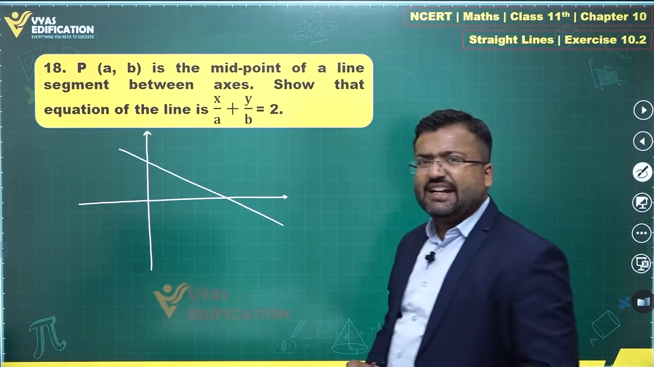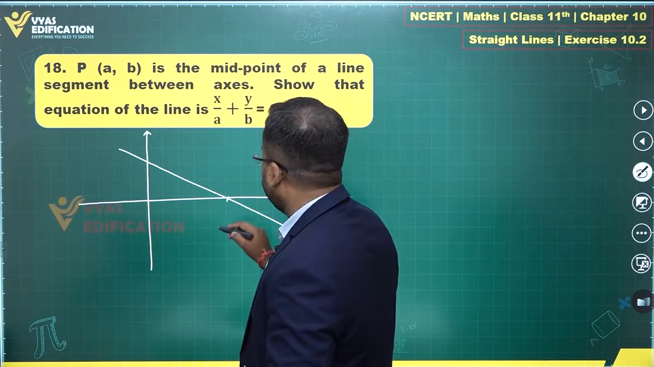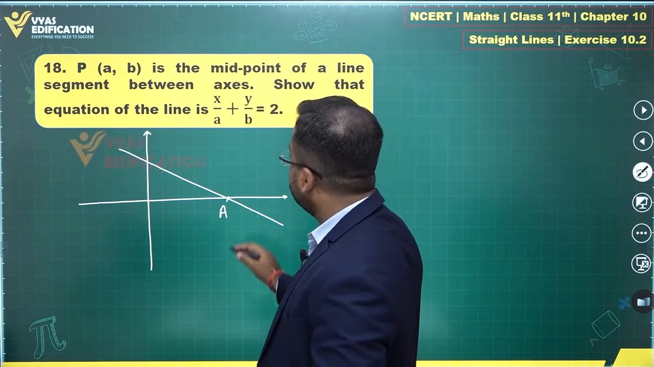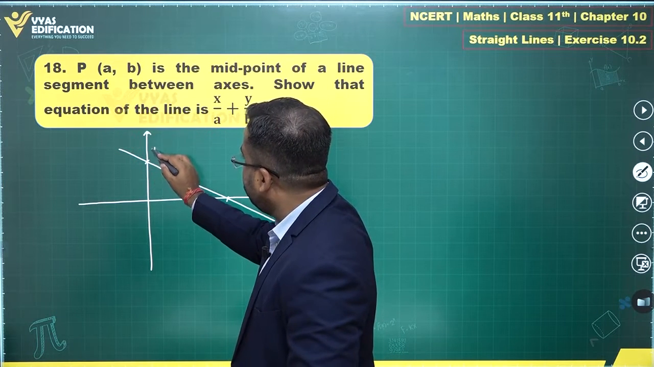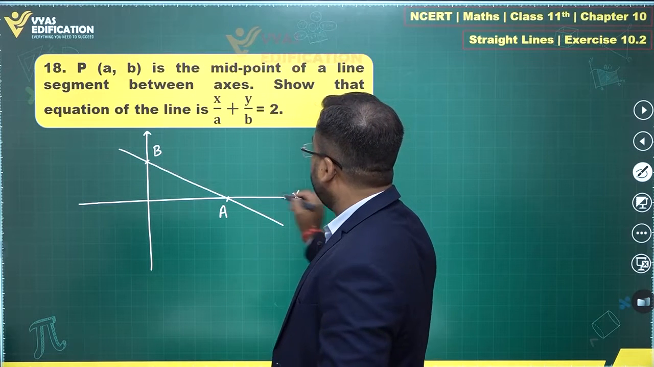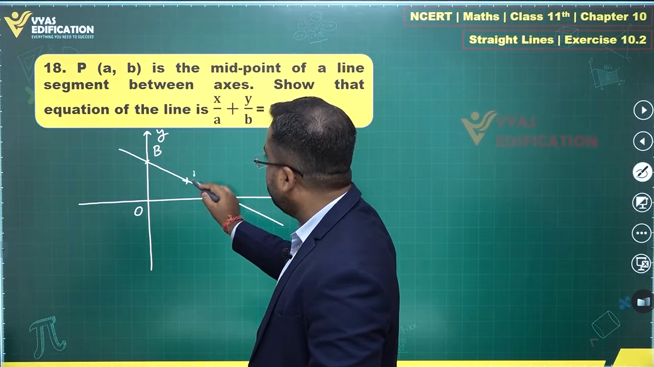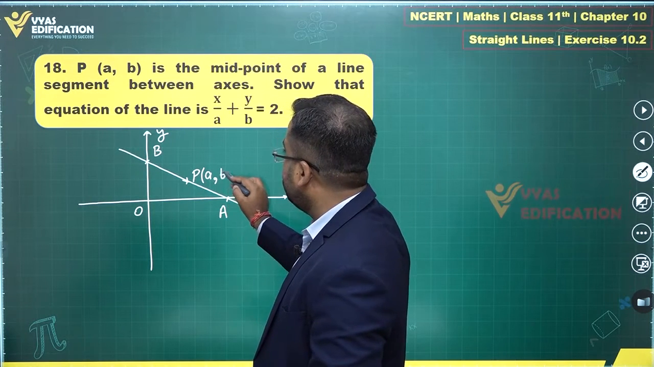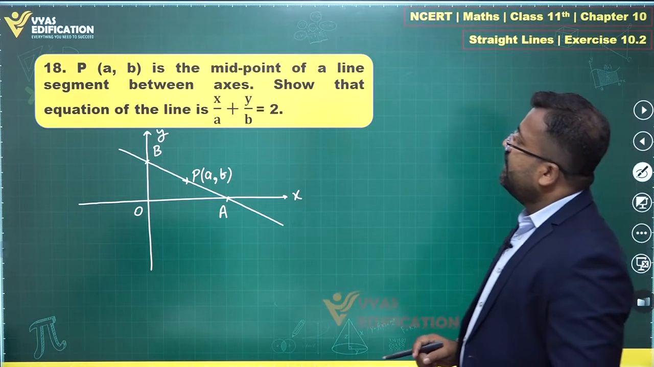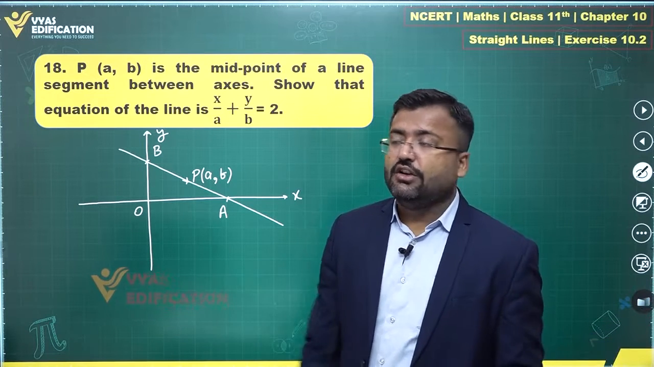Without loss of generality, let's take point P in the first quadrant, right? Let A and B be the points of intersection of the line with the x-axis and y-axis respectively. This is the origin and the midpoint is P. This P(a, b) is the midpoint of this line segment AB. Show the equation of the line. So we are supposed to find the equation of the line. If we can find that, very good.